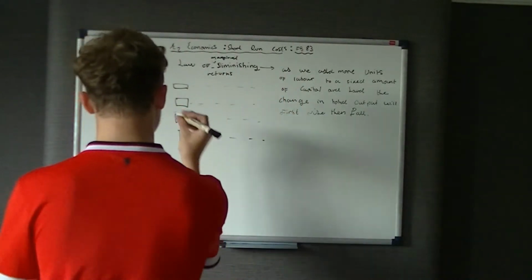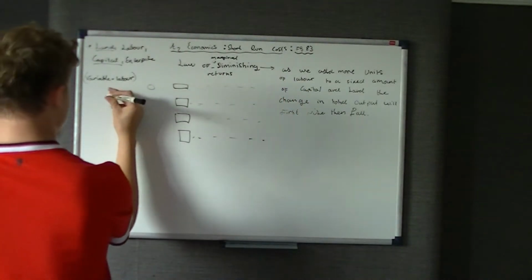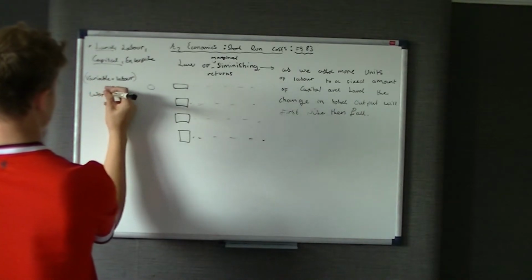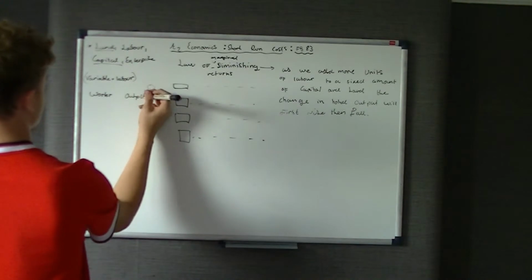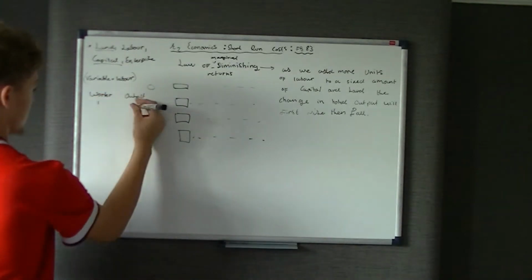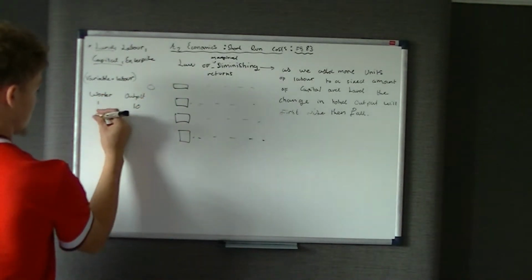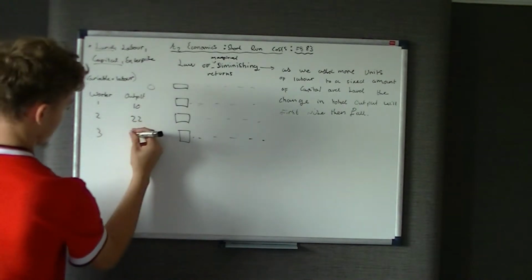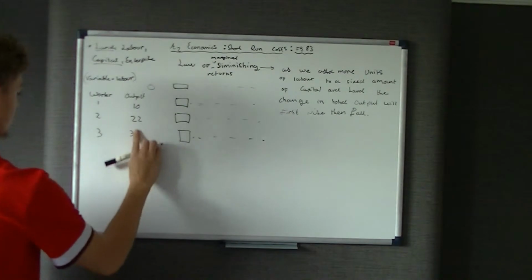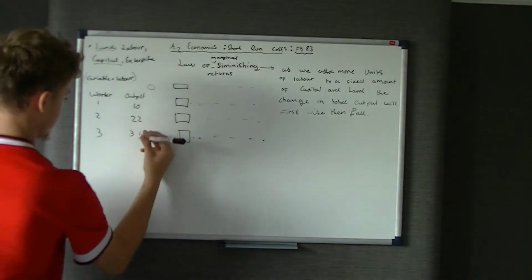But if we had another worker, say one worker, he could produce 10 units. So I'll rub this out and draw worker, output. So it's the number of workers and the total output. For one worker, you could get 10 potatoes. For 2 workers, you could get 22 potatoes. For 3 workers, you could get 34 potatoes, sorry.